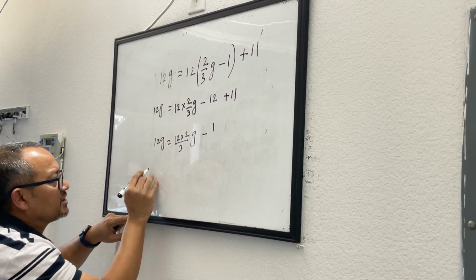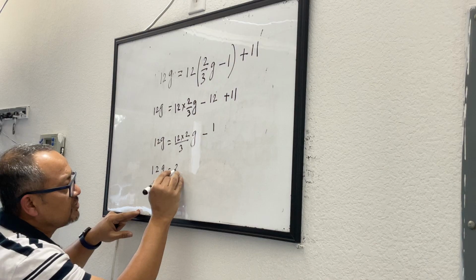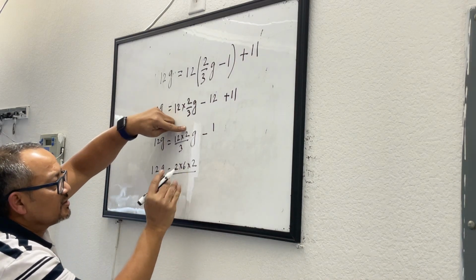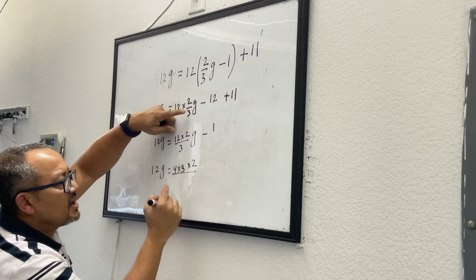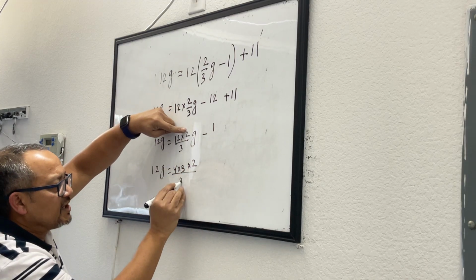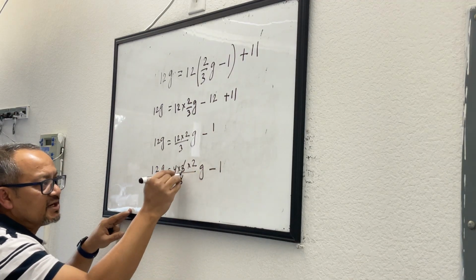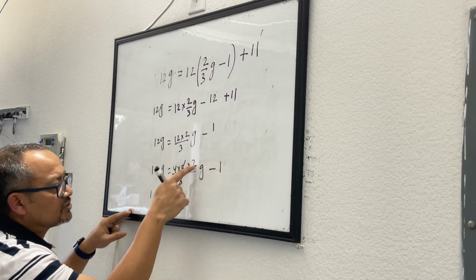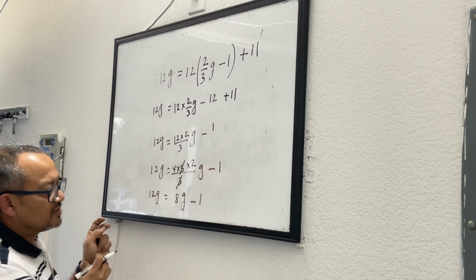Or you can do it the tic-tac-toe way. Whatever works for you. 12 you can write as 4 into 3, and 2 remains 2, and you have a 3 here. This much of g and minus 1. This 3 and this 3 tic-tac-toe. So 12g equal to 4 times 2, 8g minus 1.